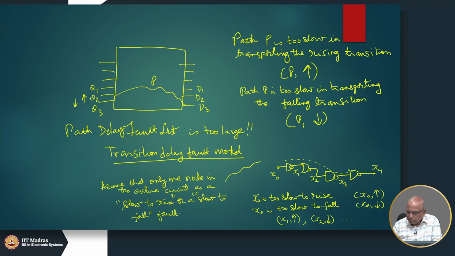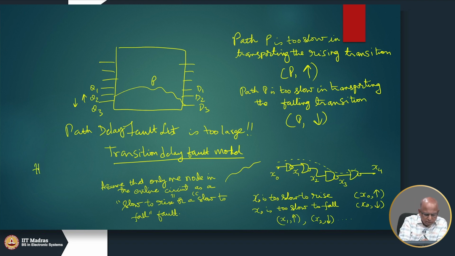So, now we are not looking at the number of paths, because the number of paths is very large, whereas the number of nodes is manageable. Just like in the multiple stuck-at faults, the number of faults can be exponentially large in terms of the number of nodes, whereas when we do the single stuck-at fault model, each node can be either stuck at 0 or stuck at 1. So, it is linear in terms of the number of nodes. In the same way, the number of transition delay faults is linear in terms of the number of nodes.